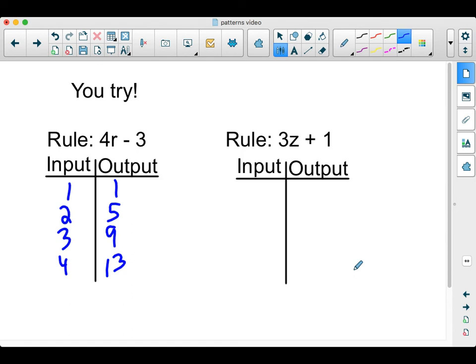This next one, the rule is multiply by 3 and add 1. So 1 times 3 is 3, plus 1 is 4. 2 times 3 is 6, plus 1 is 7. 3 times 3 plus 1 is 10. 4 times 3 is 12, plus 1 is 13. So that would be the table of values for that one. And that is creating a table of values from pattern rules.